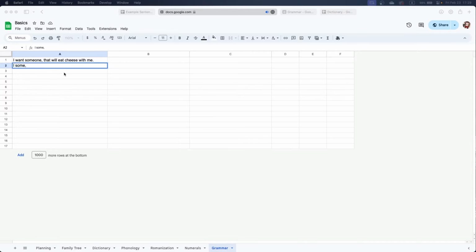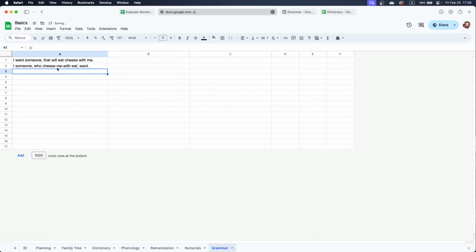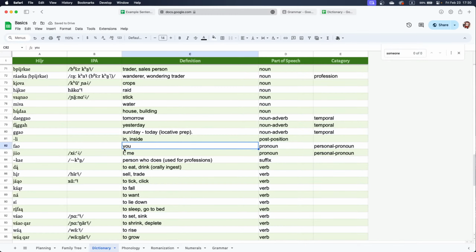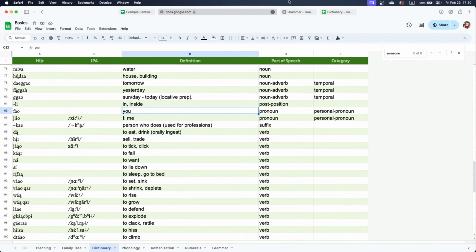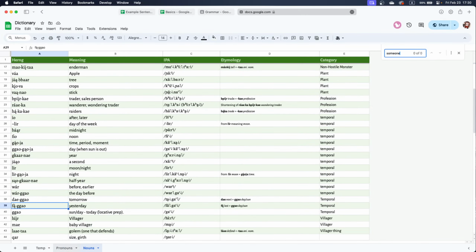Okay, so someone who cheese with me with eat wants. So that's kind of how I think the structure would go. So here, do I have a word for someone? No, I do not. It appears.